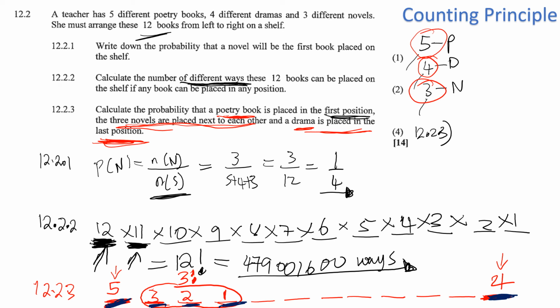So if 5 books are gone, how many books are left for us to arrange? We're only left with how many books? With 7 books. But here is the trick question. We won't simply say, okay, these 7 books will just be arranged in 7 factorial, right? We won't say that. Why? Because we have these other 3 that also form part of one thing, right?